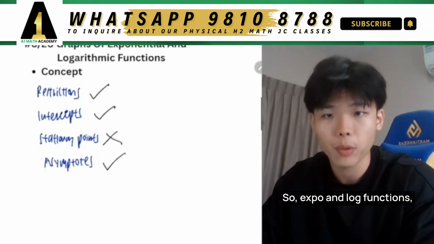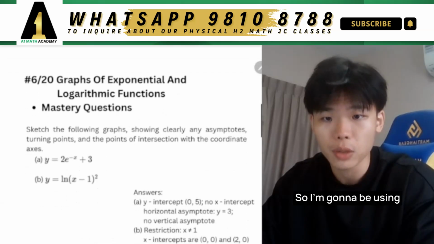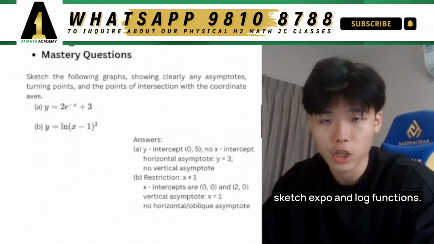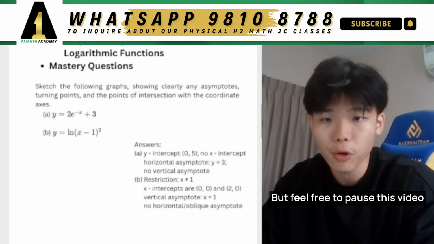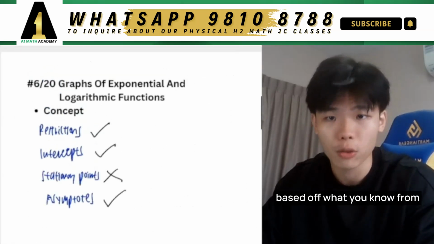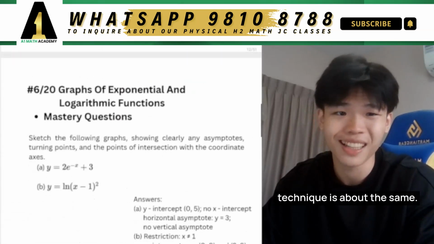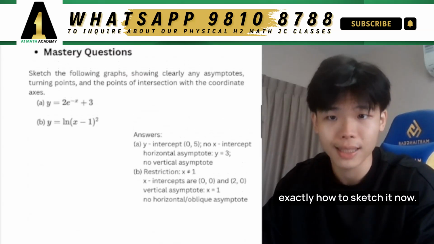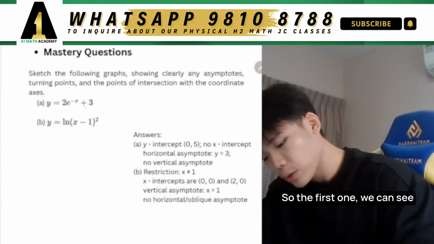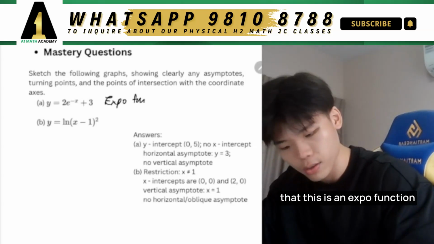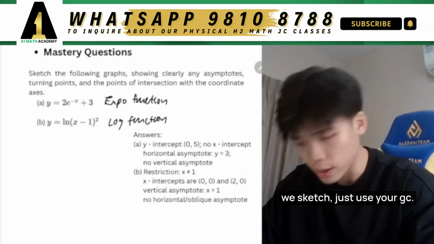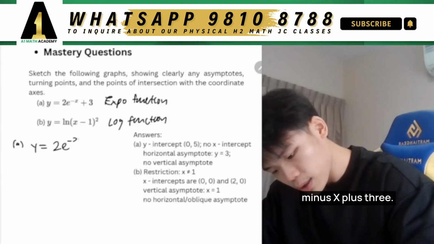Okay, so expo and log functions, they all have this. So I'm going to be using this example over here to showcase to you how to sketch expo and log functions. But feel free to pause this video to try it out for yourself first, based off what you know from the previous video, because the technique is about the same, but I'm going to show you exactly how to sketch it now. Okay, so I'm going to guide you through these two portions over here. So the first one, we can see that this is an expo function and this is a log function. And at the core of it, every time you sketch, just use your GC. So y equals 2e^(-x) + 3.